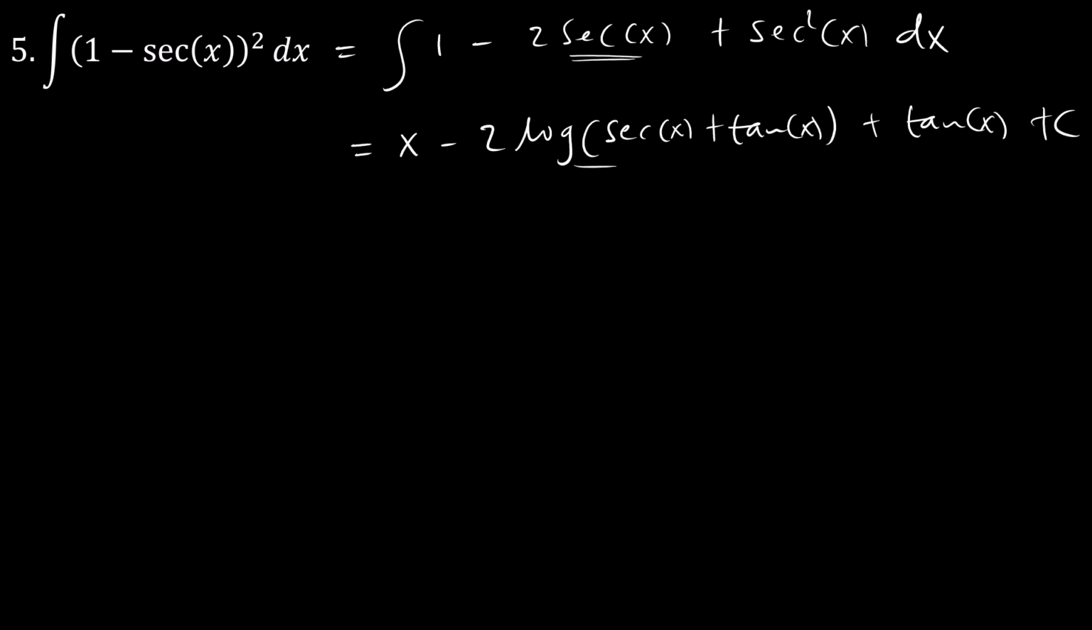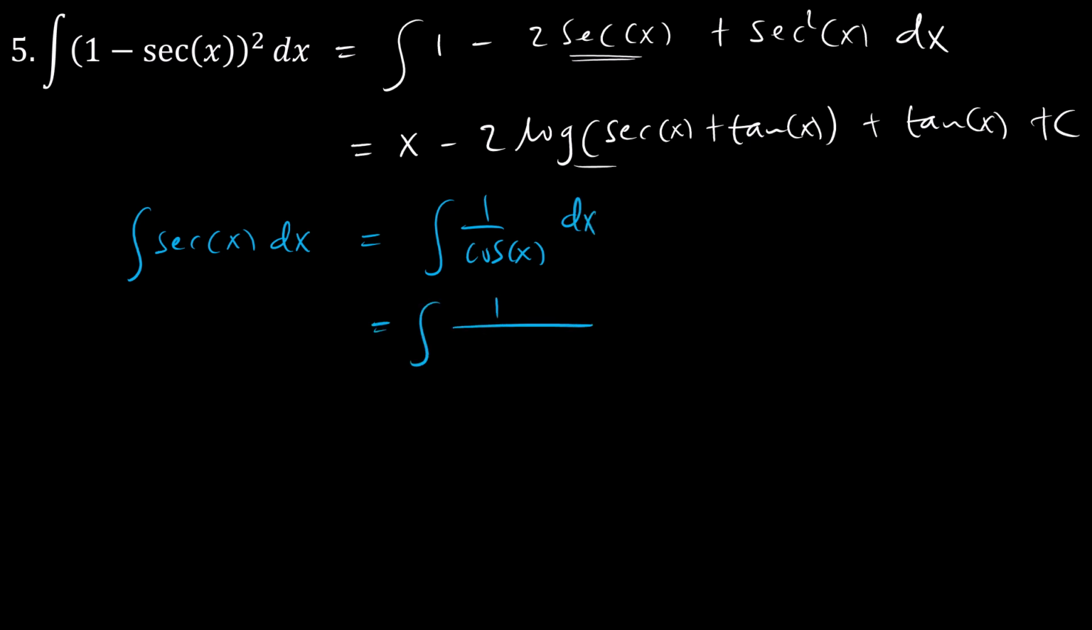Sometimes, one may ask, how do we come to log of secant of x plus tangent of x? So let me probably spend some time there. So this is, by the way, the integral of secant of x. This is the same as the integral of 1 over cosine of x, right? And so it's the same as the integral of 1 over cosine squared x over 2 minus sine squared x over 2.